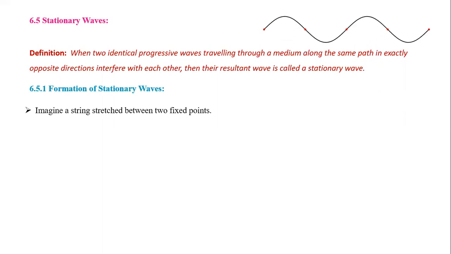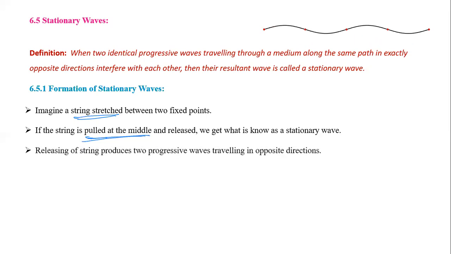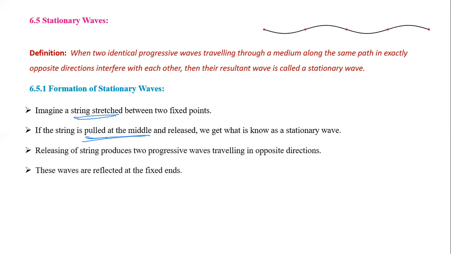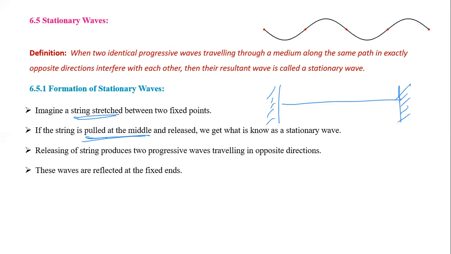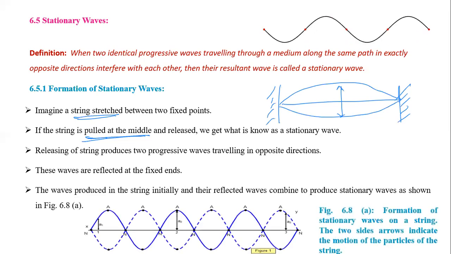Now let us learn the formation of a stationary wave. When we imagine a string stretched between two supports, and we pull the string at the middle and release it, then we get a stationary wave. Now let me tell you a simple example. These are the two supports and this is the string fixed between the two. So when we pluck it here, we get this type of wave, and it is called a stationary wave. You can see the diagram here.